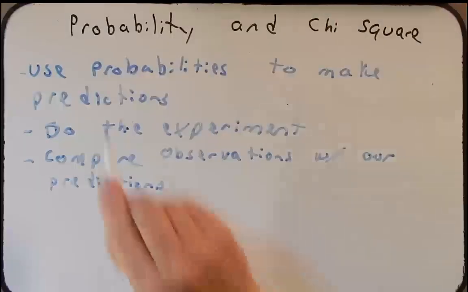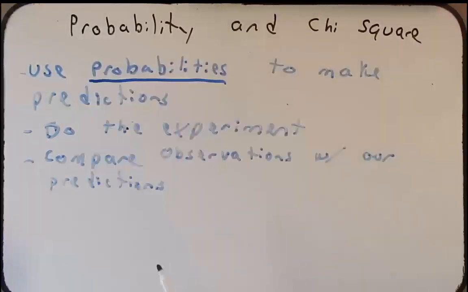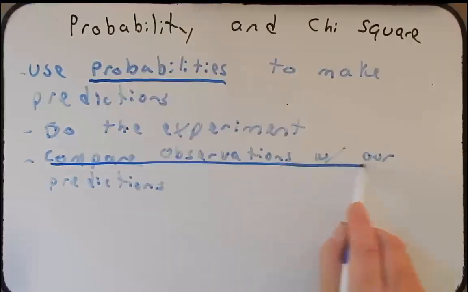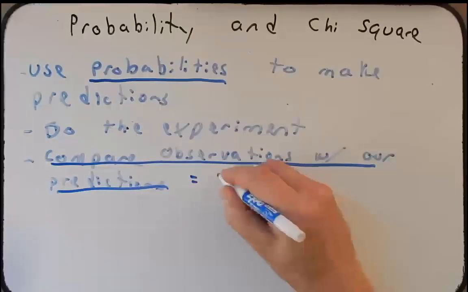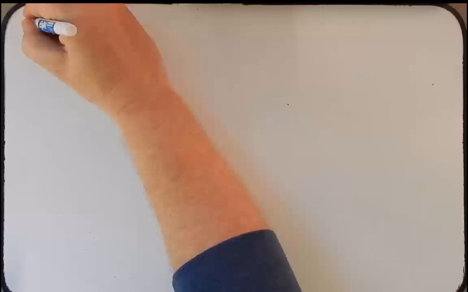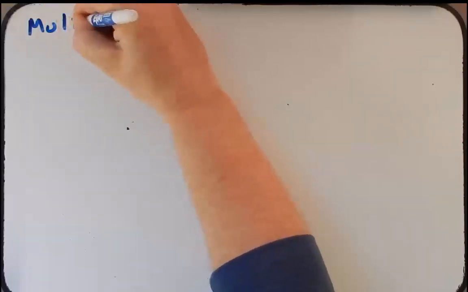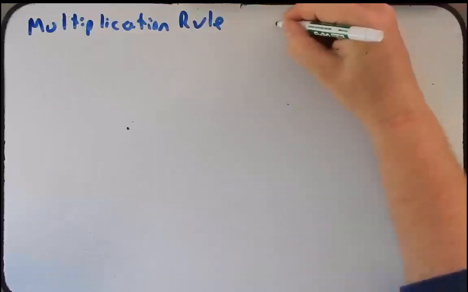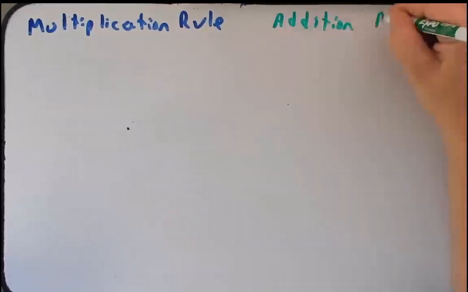So in this podcast, we're going to talk about the different probability tools that we're going to use to make these predictions. And then we're going to talk about how we're going to compare our observations with our predictions using something called a chi-square analysis. There are going to be two probability tools that we're going to use. The first is the multiplication rule, and the other is the addition rule.